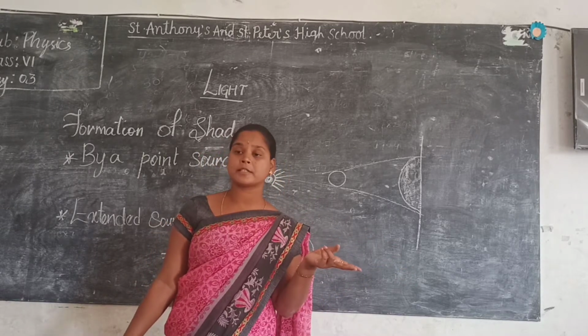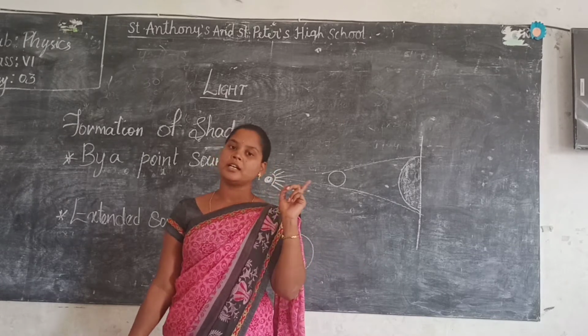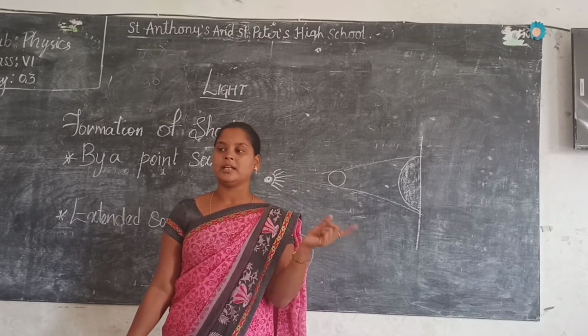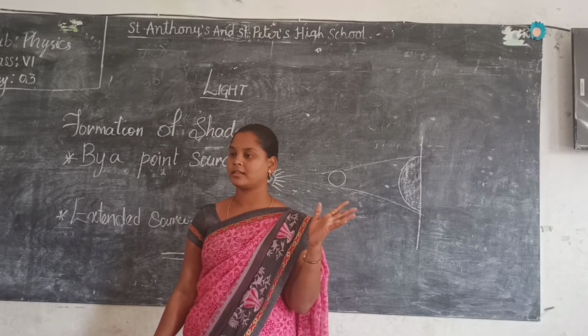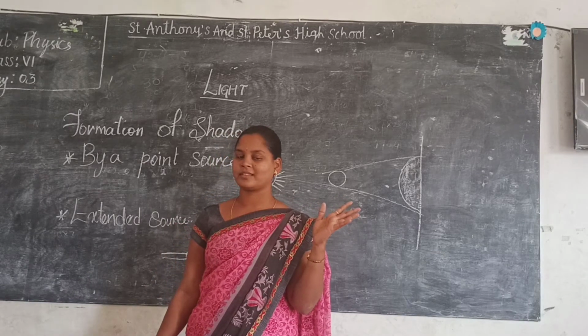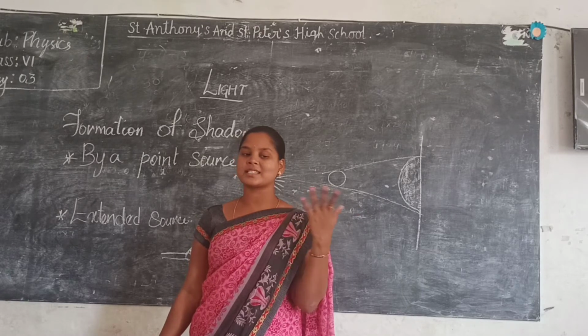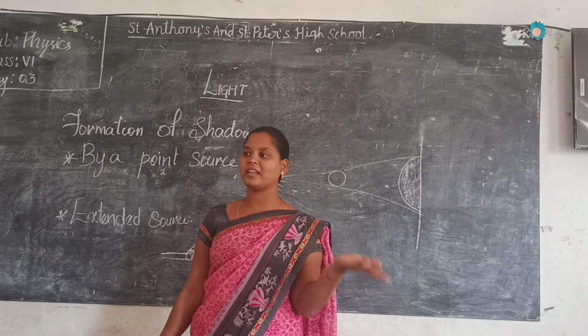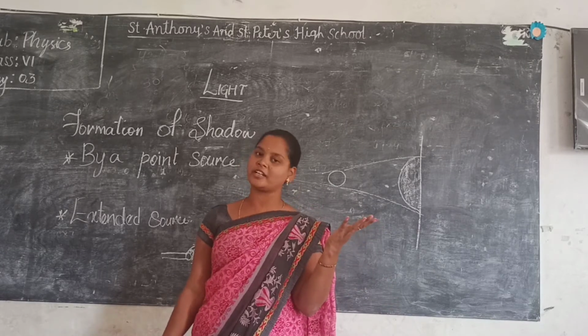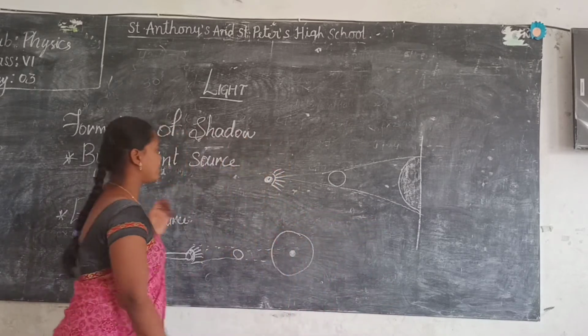How many types of eclipse? Two types. What are they? Solar and lunar. In solar eclipse, we cannot see the sun. In lunar eclipse, we can see the moon. What happened? Before I said reverse, you all nodded your heads. The sun.